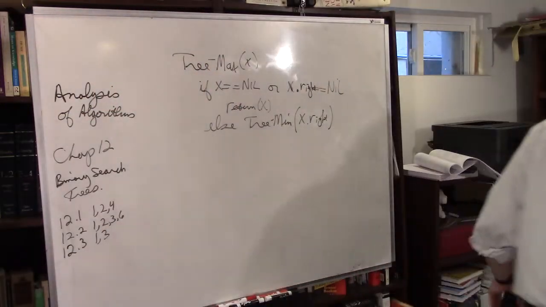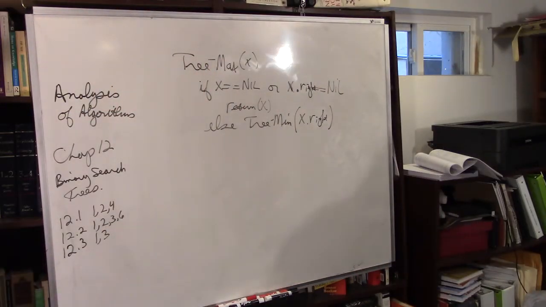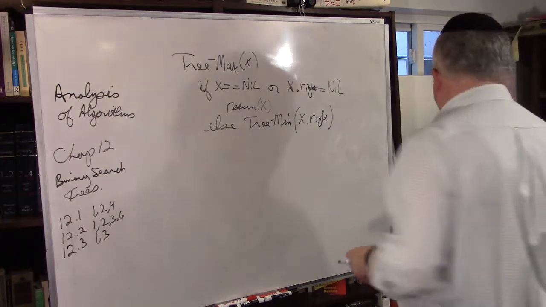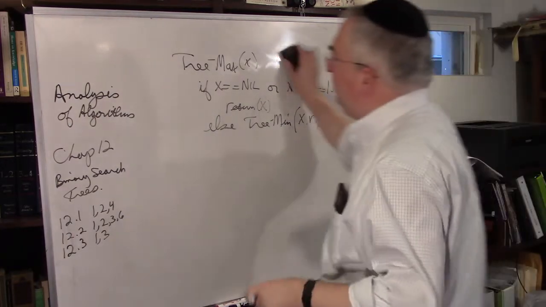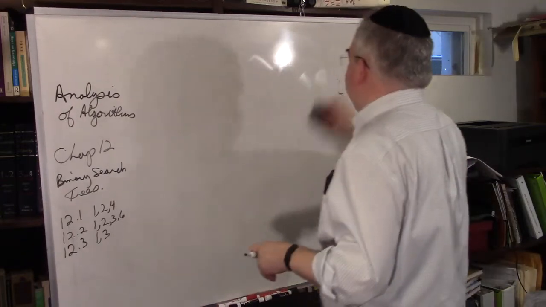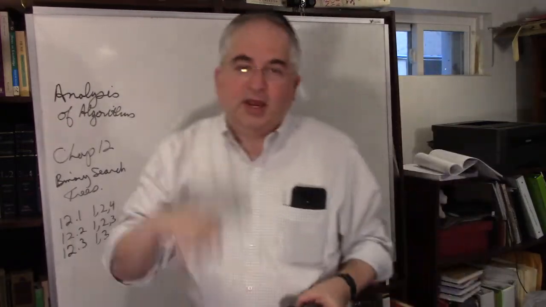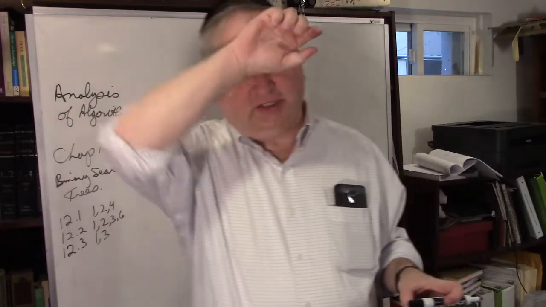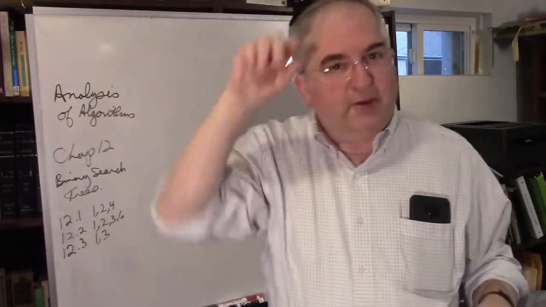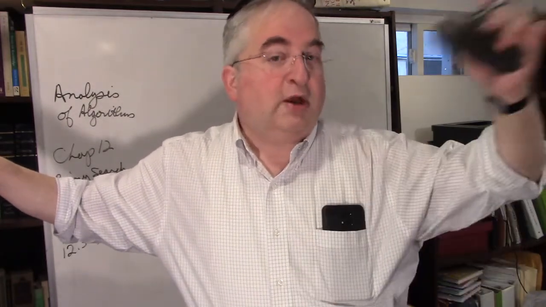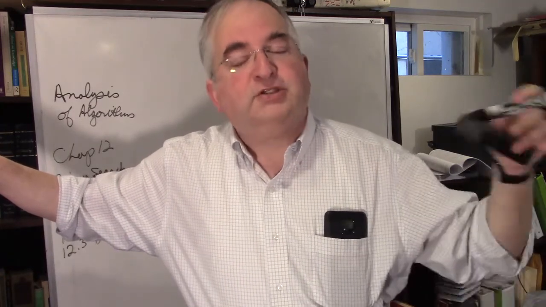Number 3. Write the tree predecessor. Okay, so this I wrote out before. Let's just review a little. In class we did tree successor. What's the tree successor? The successor of x is, if you look at everybody bigger than x, the minimum is the tree successor.